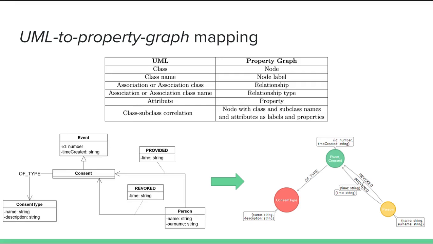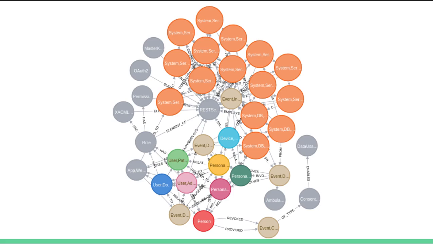By using a simple UML to property graph mapping, we can easily transform the class diagram into a property graph. Each class is mapped onto a node, each association to a relationship. Each class name is represented by a node or relationship label, and each class attribute is mapped onto a property. The resulting graph, stored in a graph database, can then be queried for the purpose of evaluating compliance.